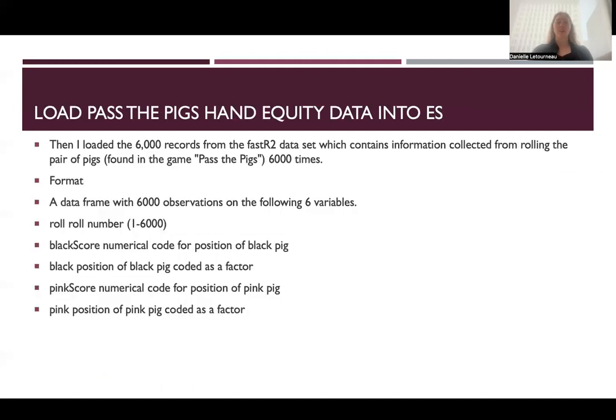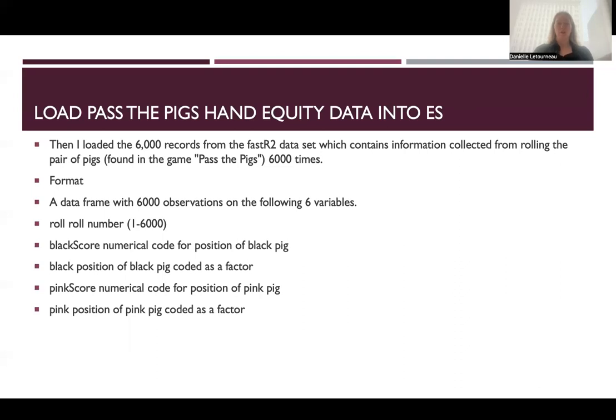Then I need to pass the pig's hand equity data into Elasticsearch. I loaded the 6,000 records from the fast R2 data set, which contains information collected from rolling the pair of pigs found in the game Pass the Pigs 6,000 times.